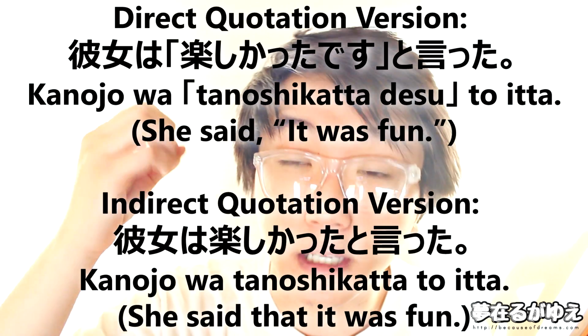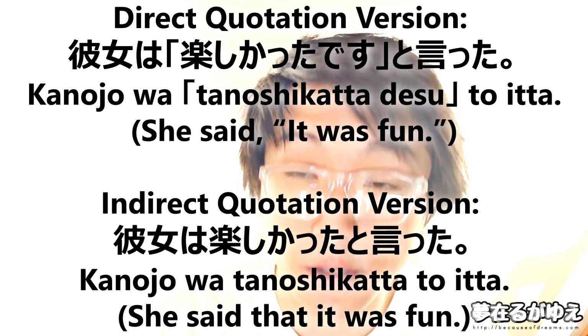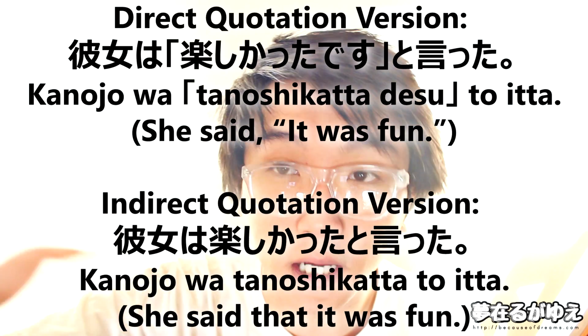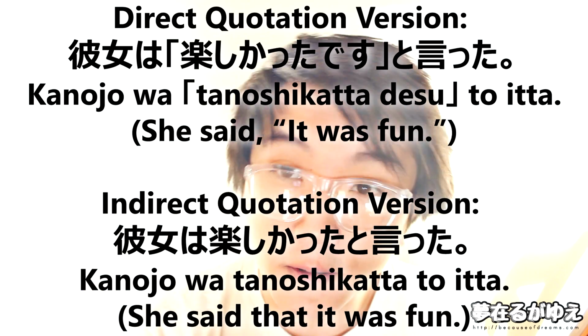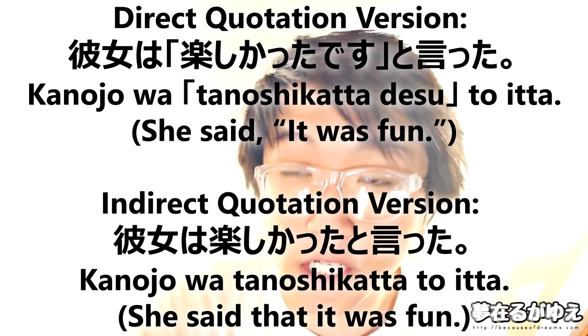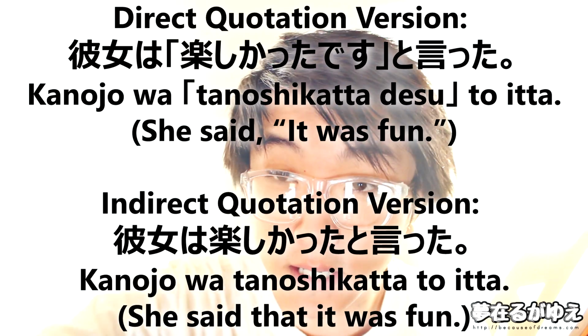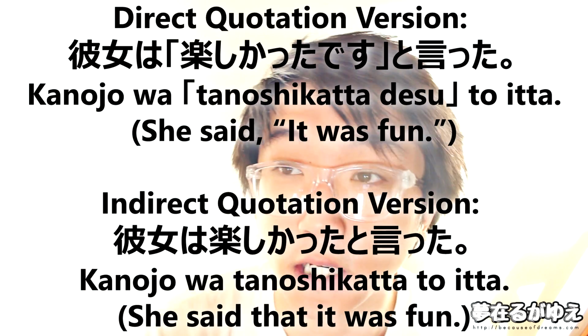Now we want to analyze the indirect version of this sentence, and so we have the line 彼女は楽しかったと言った. And you won't notice from me just saying the line, but you should see in the text that's superimposed on my face right now that we dropped the quotation marks, or the kagikakko, because this is an indirect quotation and it doesn't use those.